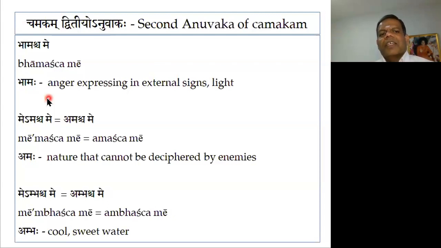So bhamaschame kalpatam. Let the anger which shines out also be beneficial. So that's the prayer. Because sometimes out of anger we may say something, do something. Let our actions and words be beneficial. Even if it's a righteous anger, it has to be beneficial in its result. Without Rudra's help, we cannot achieve that. So we are praying to the Lord so that even though there are limitations in us, let them be beneficial with His help. That's the prayer.